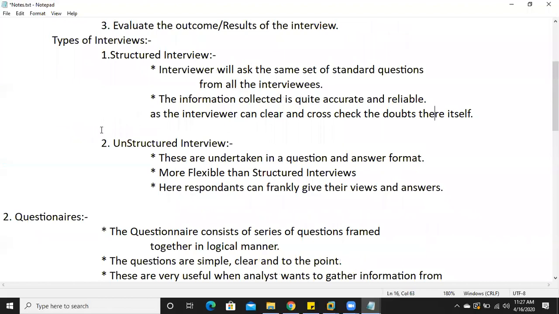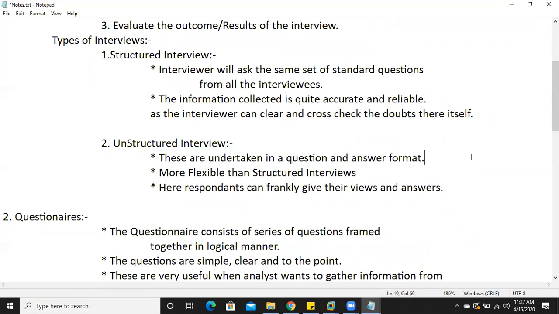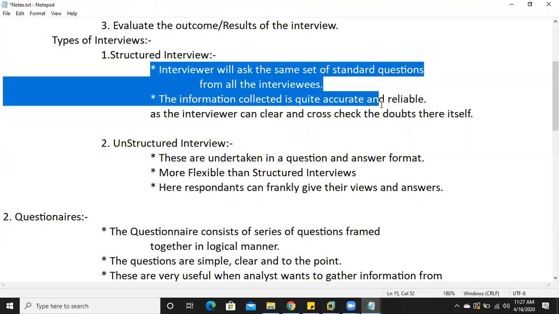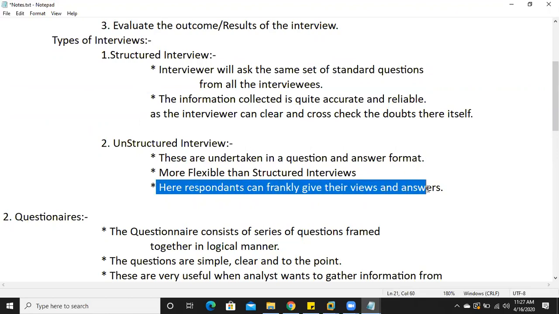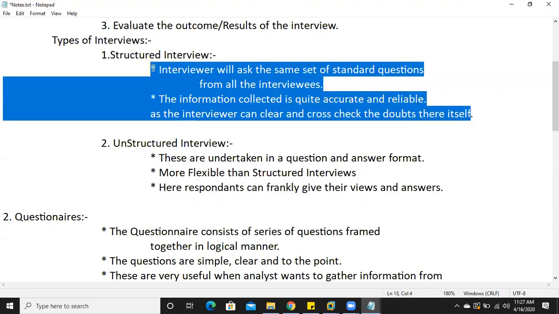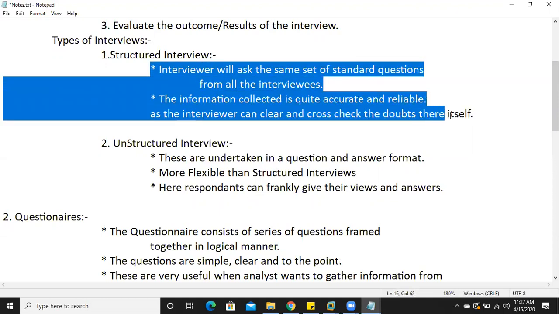The second type of interview is the unstructured interview. This is basically undertaken in a question and answer manner. The previous interview was also in question and answer format. But in an unstructured interview, respondents can frankly give their answers in their own words. But in a structured interview, there is a set of standards which has to be followed by the interviewee. All right.